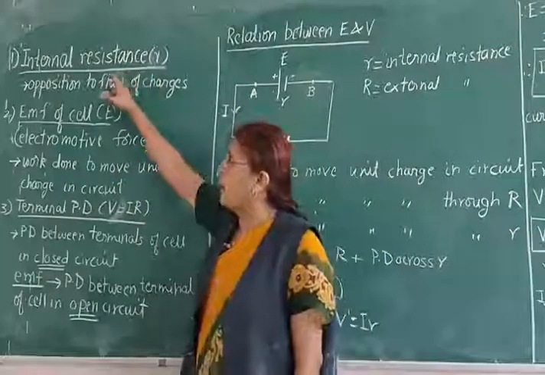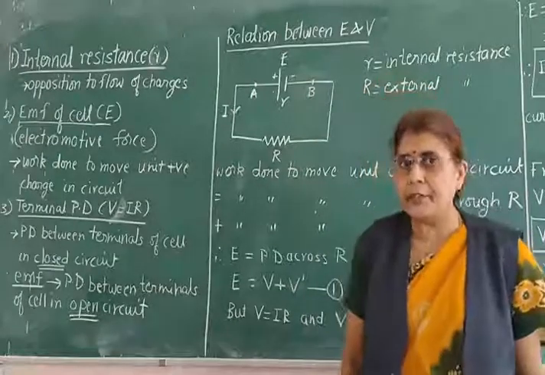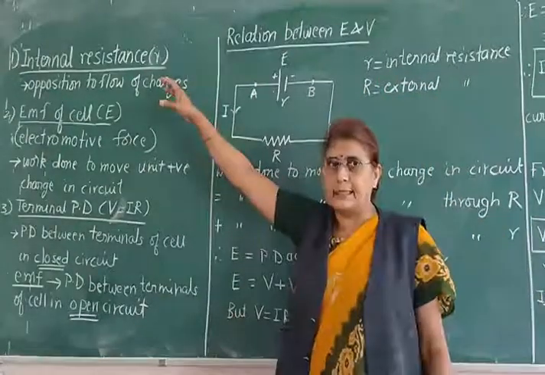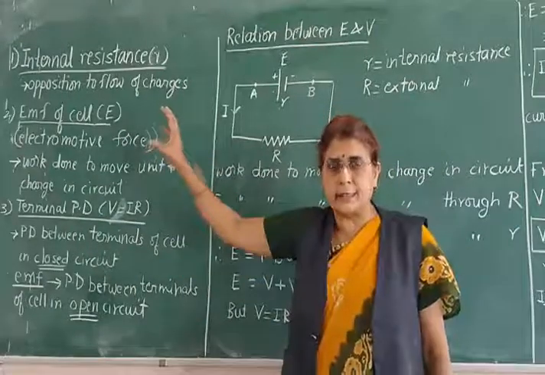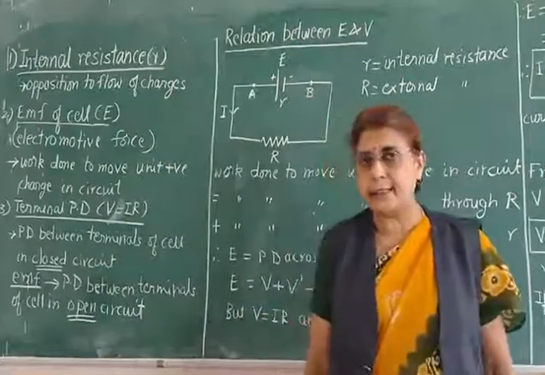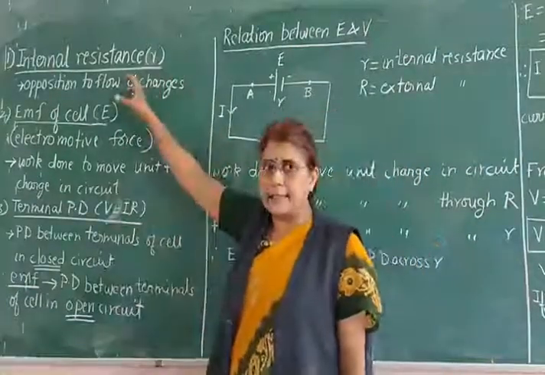At the start, one is what? Internal resistance of a cell. Very simple definition of resistance. When we were doing Ohm's law, I had defined resistance. What is the meaning of the word resistance? To resist means to oppose. So what is internal resistance of a cell?